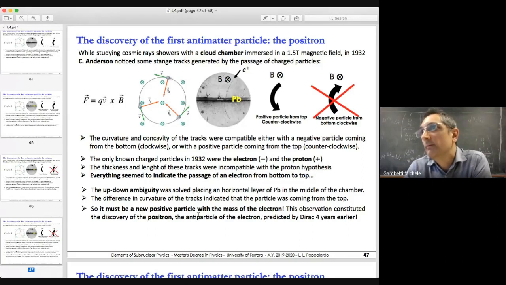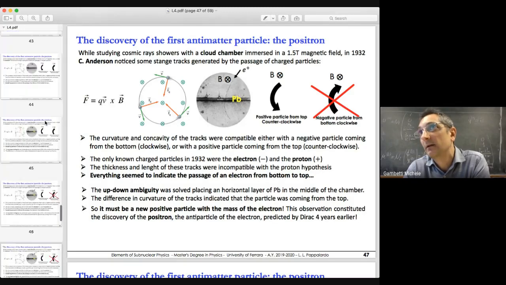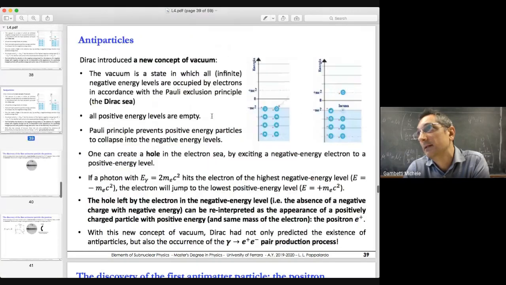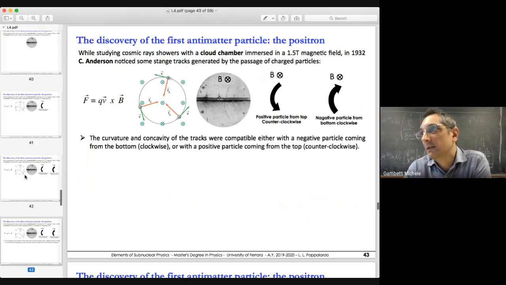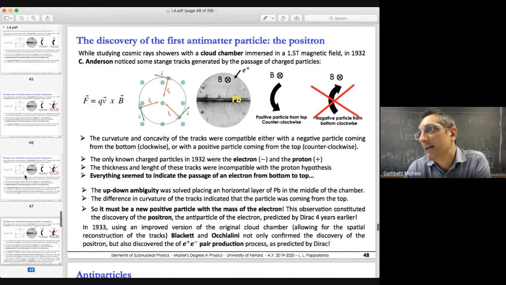So it must be a new positive particle with the mass of the electron in order to explain all these observations here. And this observation in fact constitutes the discovery of the positron, which is the antiparticle of the electron, as predicted by Dirac 4 years later with the Dirac sea theory. So once we have an experimental proof of the existence of antimatter, the whole Dirac theory makes sense, and becomes really powerful to describe relativistic electrons.